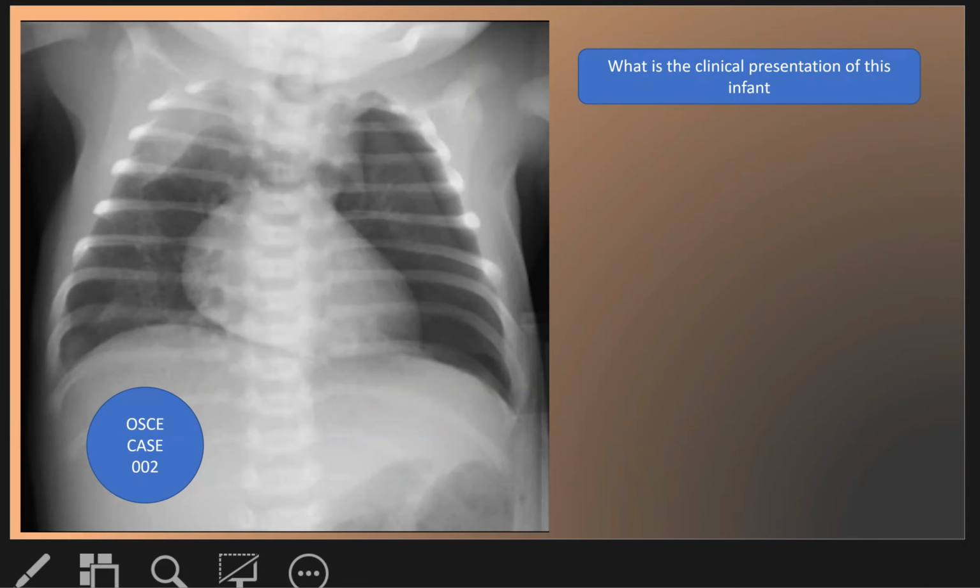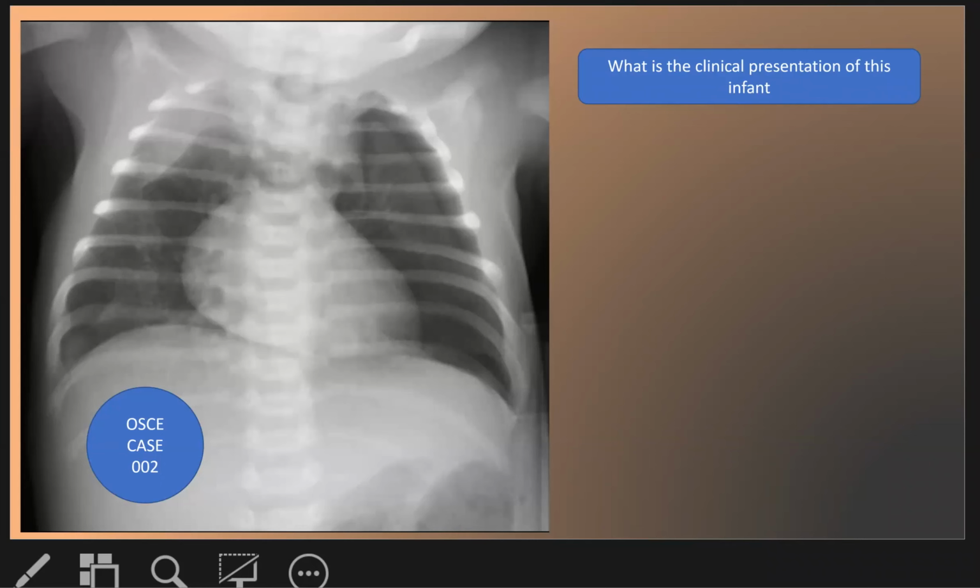This is a new case of OSCE and this is case number 2. Here we have a chest X-ray of an infant. What is the clinical representation of this infant? Take a few seconds and think about the clinical representation of this infant. This infant is presented with respiratory distress.